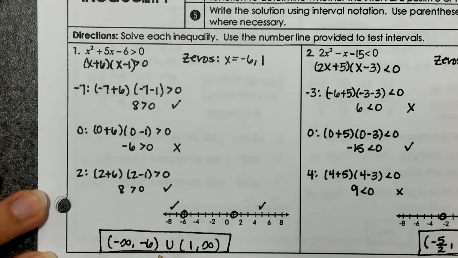Next step, plot the zeros on a number line. So here's our number line down here. So this is where our zeros are.